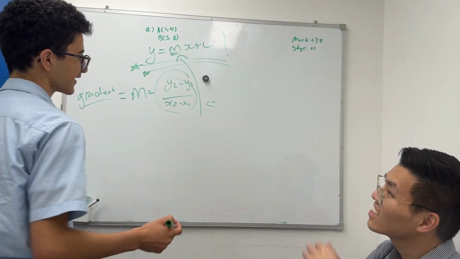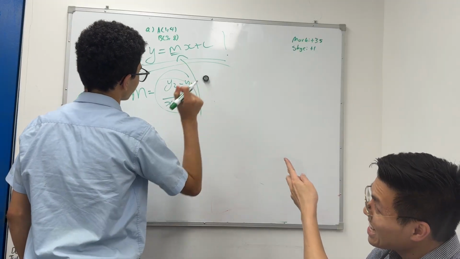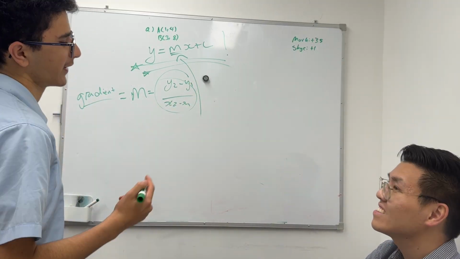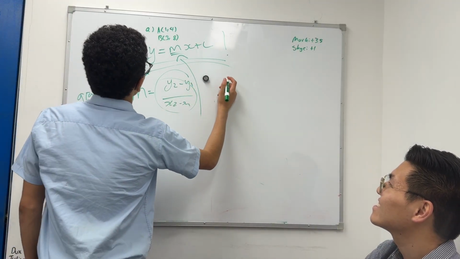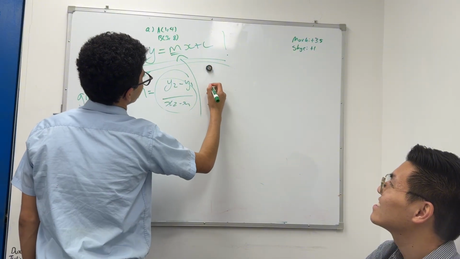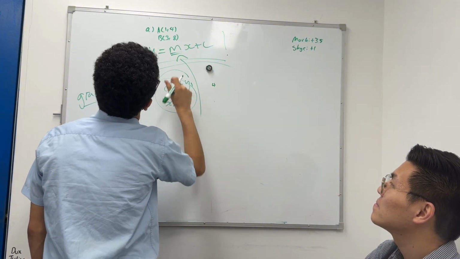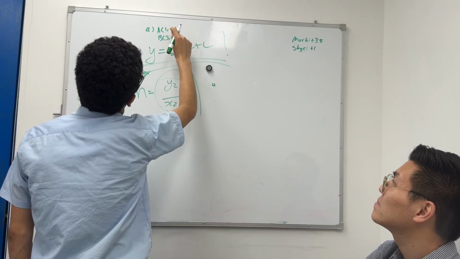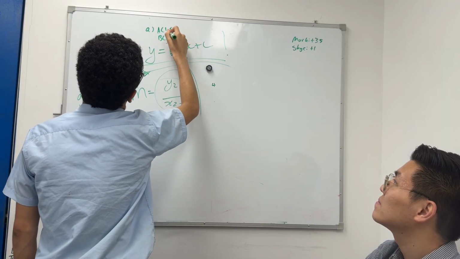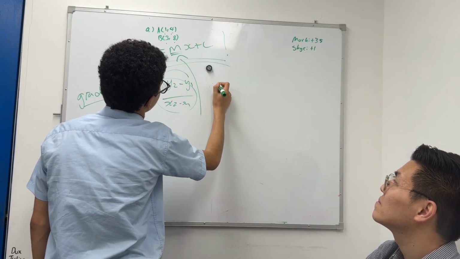But yeah, we need to find the slope. So that thing represents rise over run, right? Okay. So y2, which is here... wait, no, this and this and this.